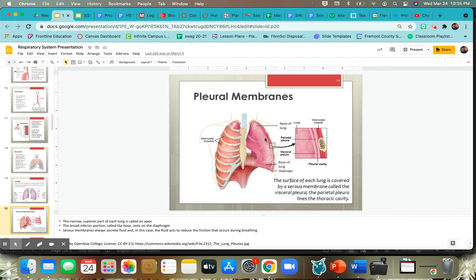These serous membranes, the visceral pleura, are the ones that are secreting fluid. The reason we want to secrete fluid on the surface of our lungs is that when your lungs are inflating and deflating within the cavity, they're moving a lot, and that can cause friction. The fluid that the membranes secrete can help stop that friction from causing problems or discomfort.